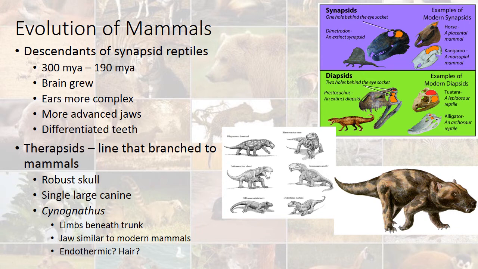Synognathus is a genus that I think could be very closely related to mammals, and this is an artist rendering of what the Synognathus probably looked like. Their limbs came straight down beneath their trunk, so they weren't spread out the way that amphibians and some other reptiles are, and that's what current mammals are like. Their jaw was similar to modern mammals. Whether or not they were endothermic or had hair, we're not entirely sure. And so whether or not they're the direct ancestor of mammals is unknown, but it's likely that they're one of the closest ancestors to mammals.